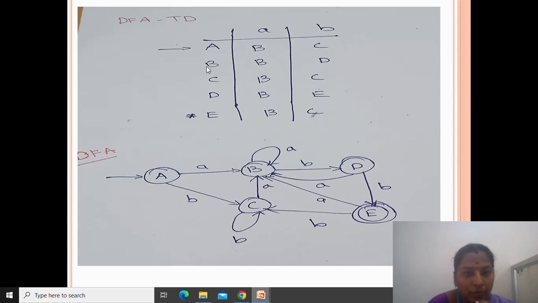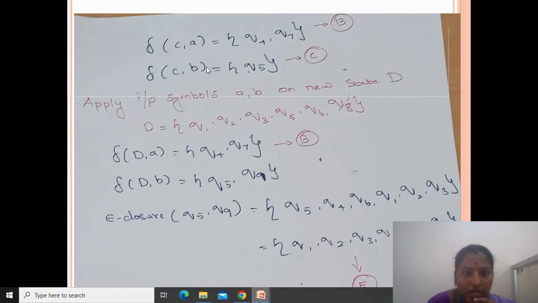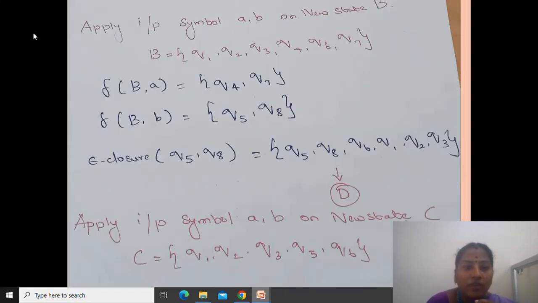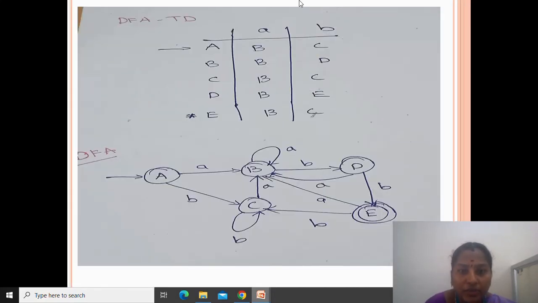Again for the new state B, where it goes for A and B: del of B comma A goes to D, and then for the other input it has the same state, represented as B. So in this transition table, for B it goes to B and D, and for new state C it goes to B and C, and for new state D it goes to B and E, and for the new state E it goes to B and C. So this is the transition table. Here no epsilon moves have been placed. Then we want to draw the transition diagram from this given transition table.